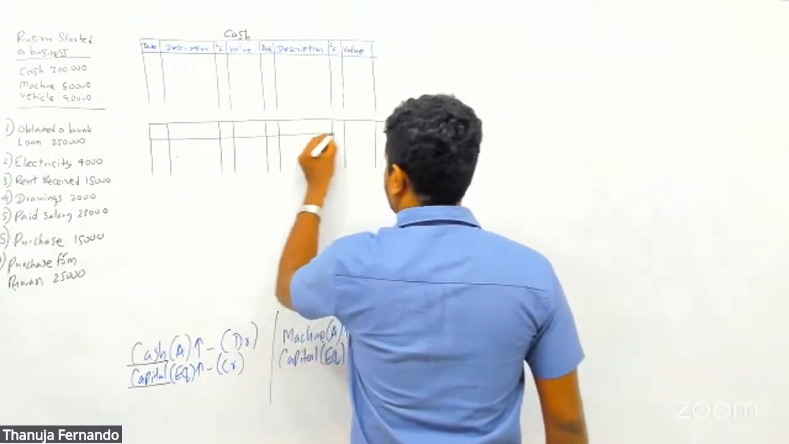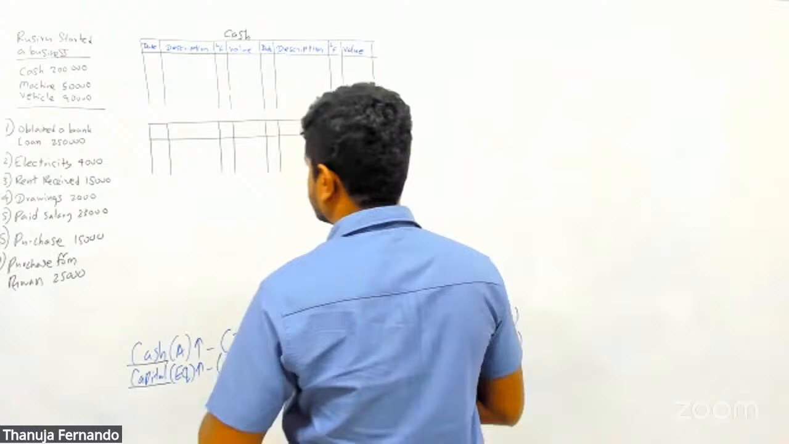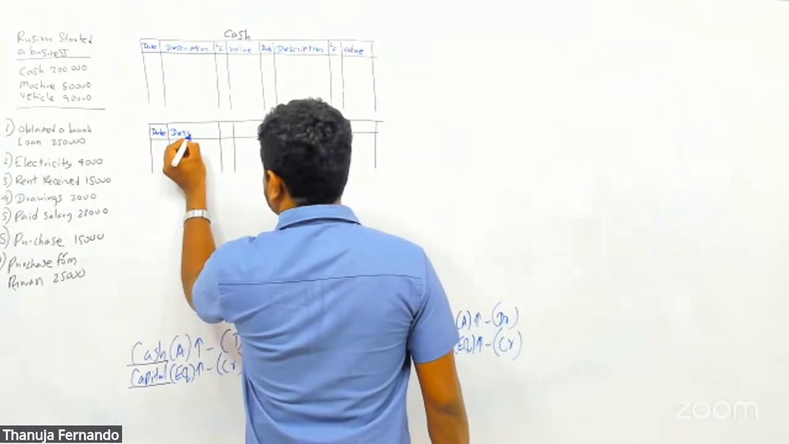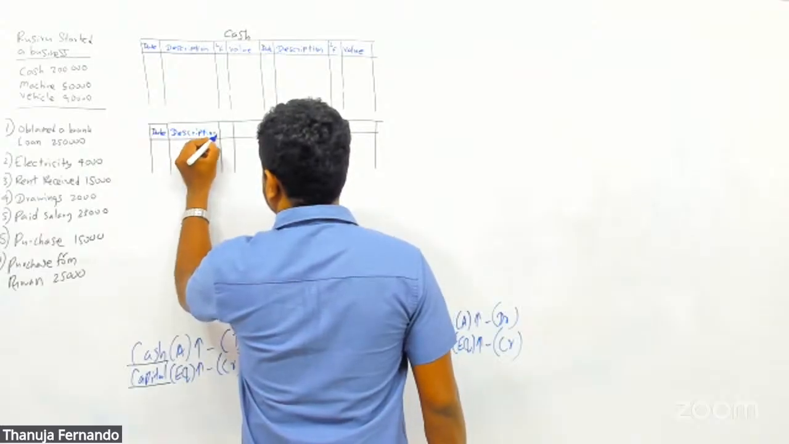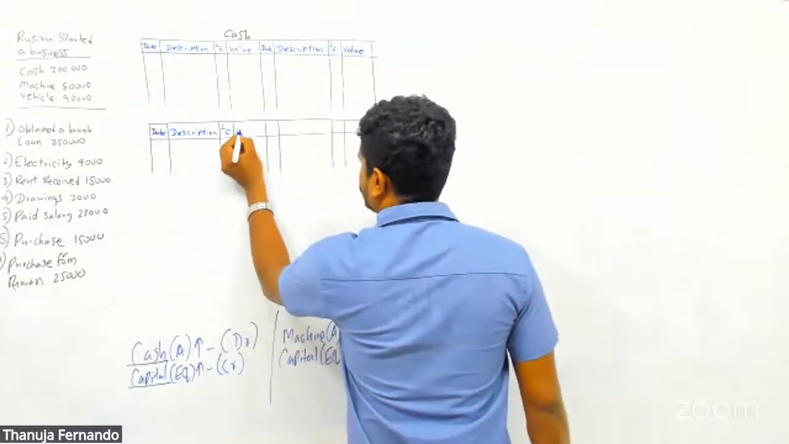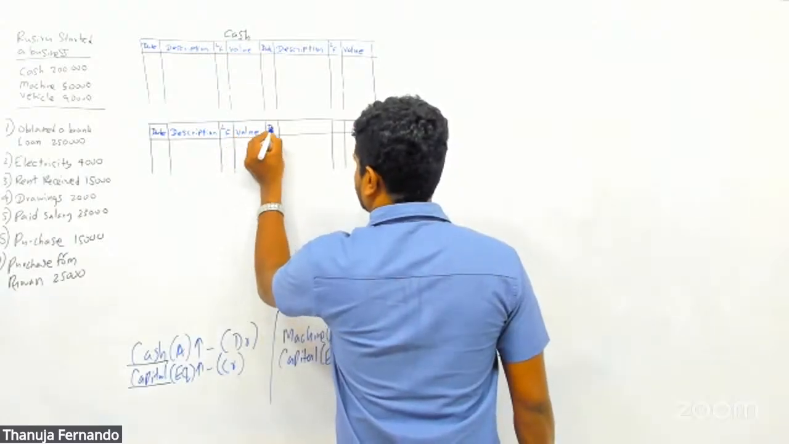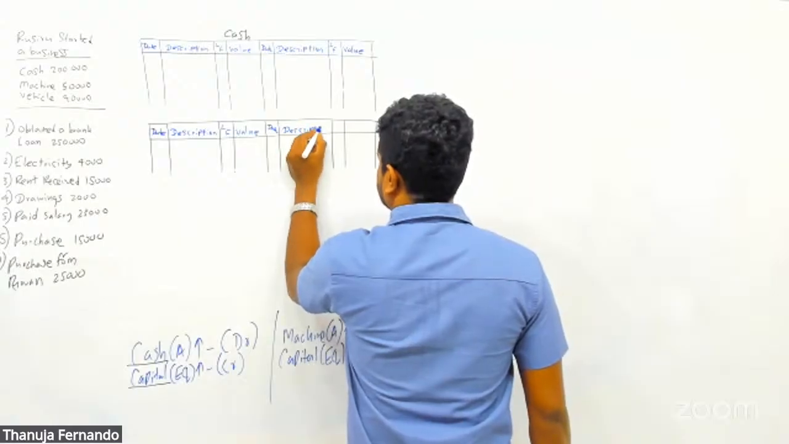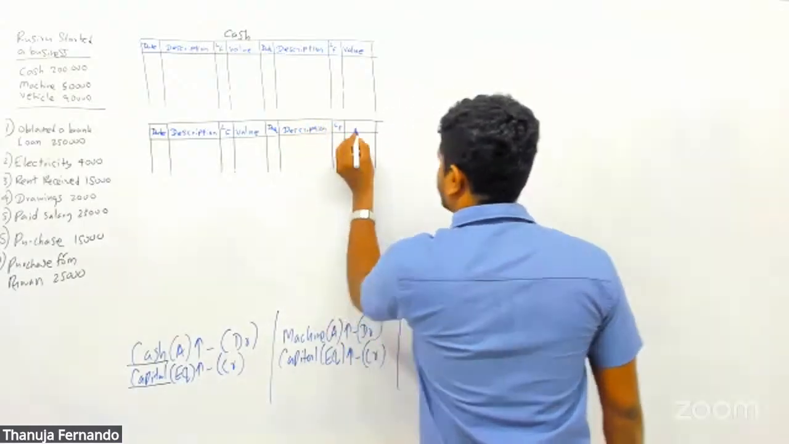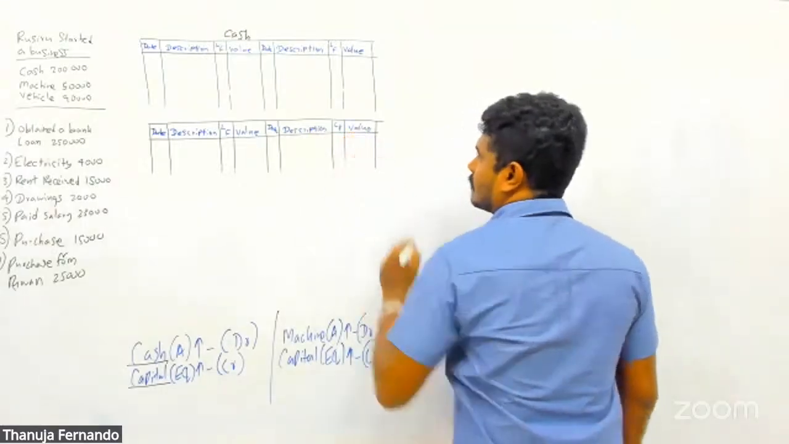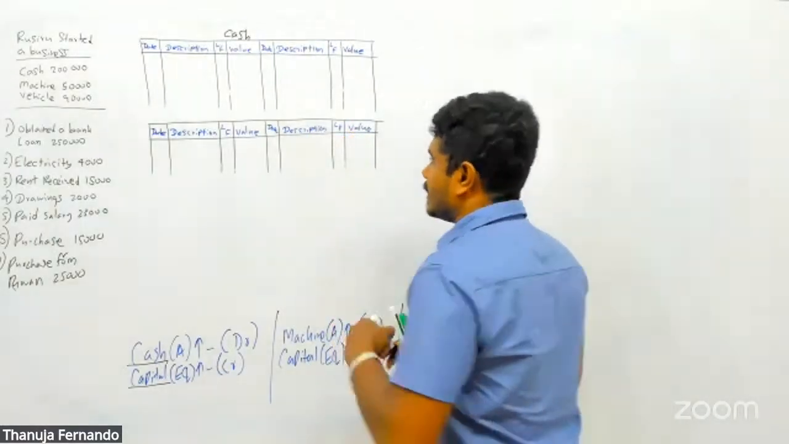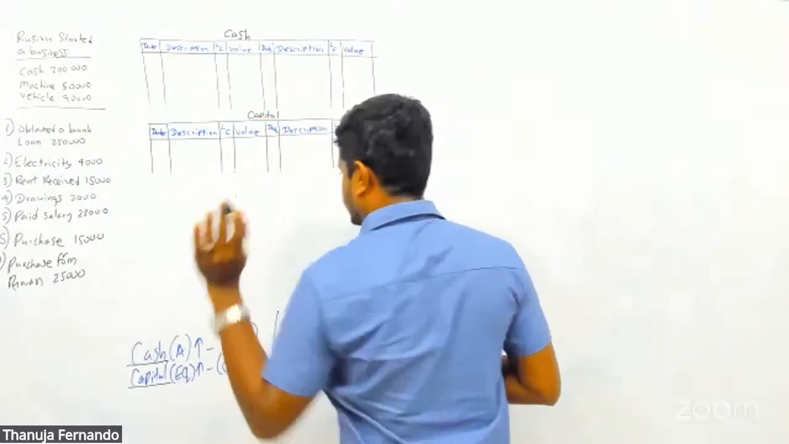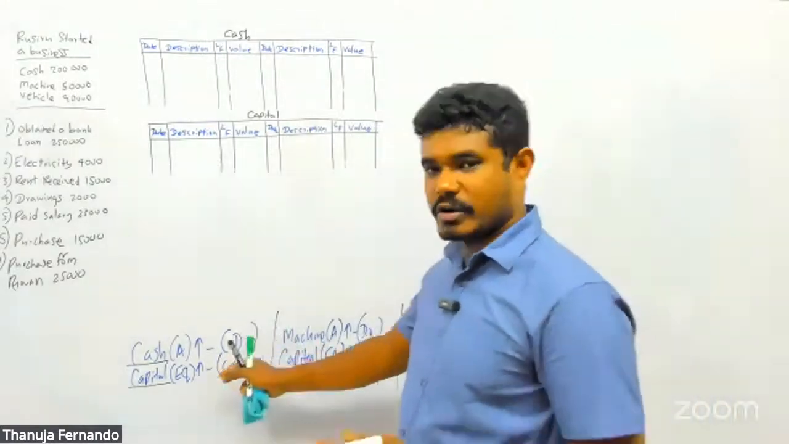Like this. Date, description, ledger folio, value. Date, description, ledger folio, value. We need two accounts. This account I name as capital. Okay. Then the cash account here debit, because cash increased.